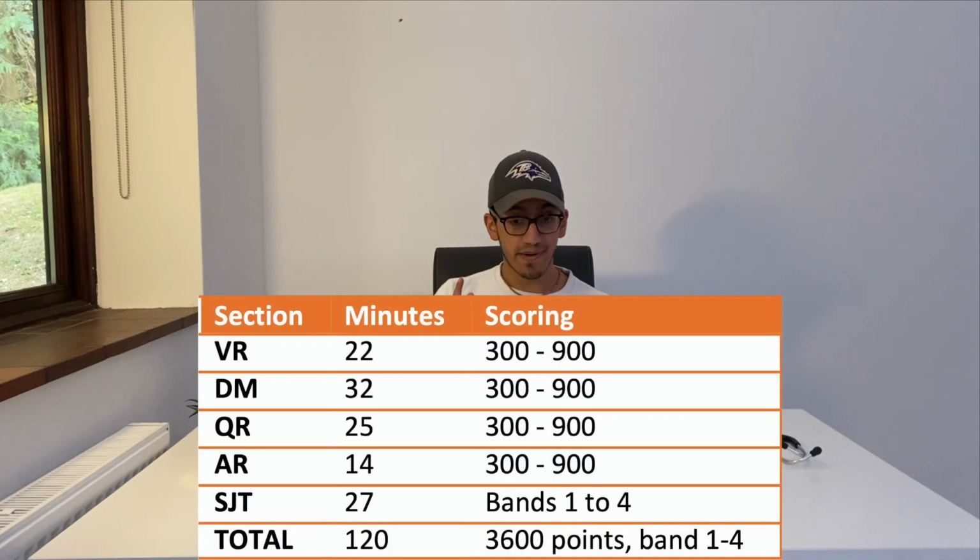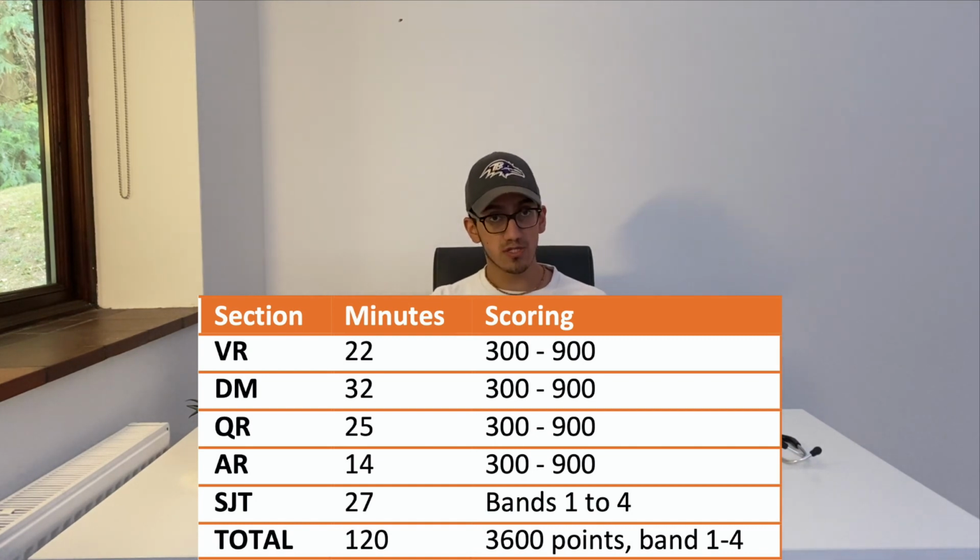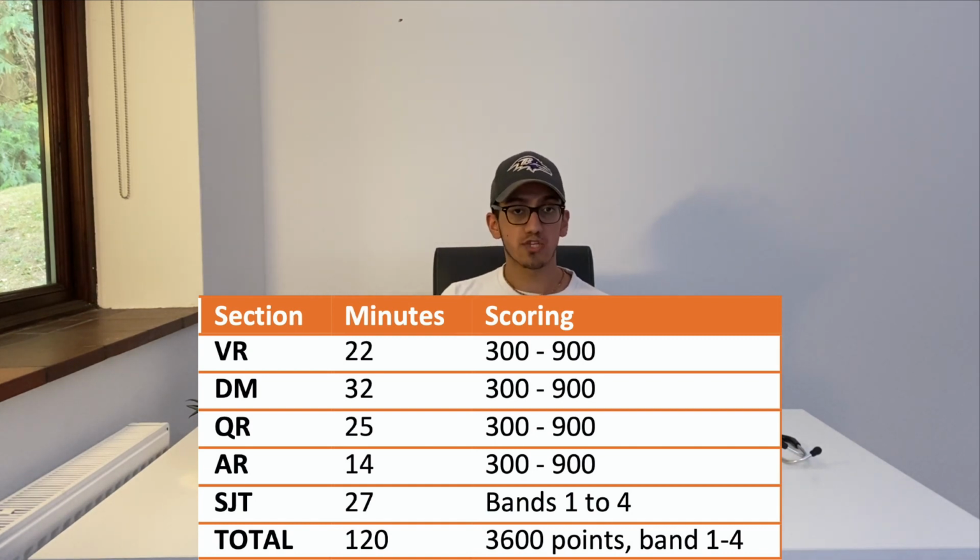So in terms of scoring, there's actually 5 sections to the UCAT exam. There's verbal reasoning, decision making, quantitative reasoning, abstract reasoning, and the situational judgment test. The first 4 sections are scored out of a maximum of 900 marks. The last section is scored in bands, band 1 to 4. 900 being the highest possible score, and band 1 being the highest possible band.